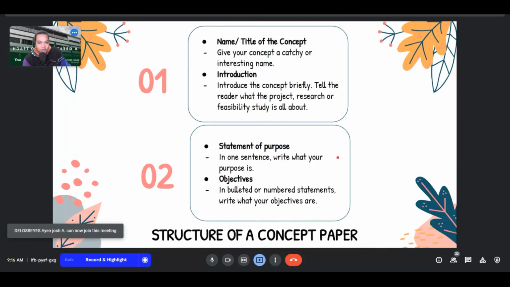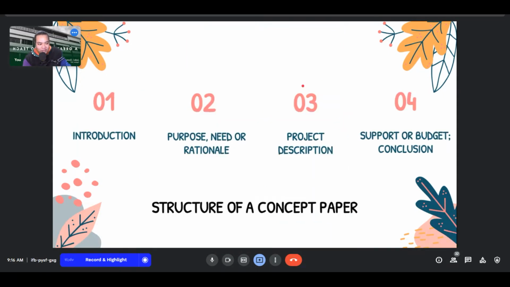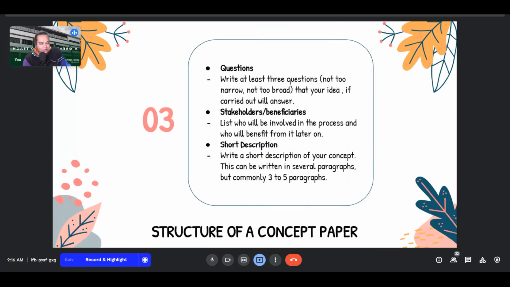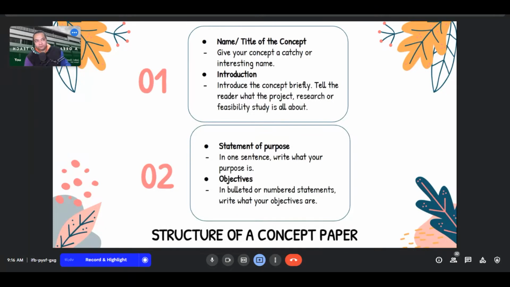Okay, the first part, the introduction. Of course, you give the name and the title of the concept. Kailangan merong pangalan yung ipopropose natin. Kailangan merong title yung paper natin. It's not going to be as easy as just saying "ito po yung concept." Kailangan pangalanan natin. And sometimes, it helps if it's catchy or it has an interesting name.